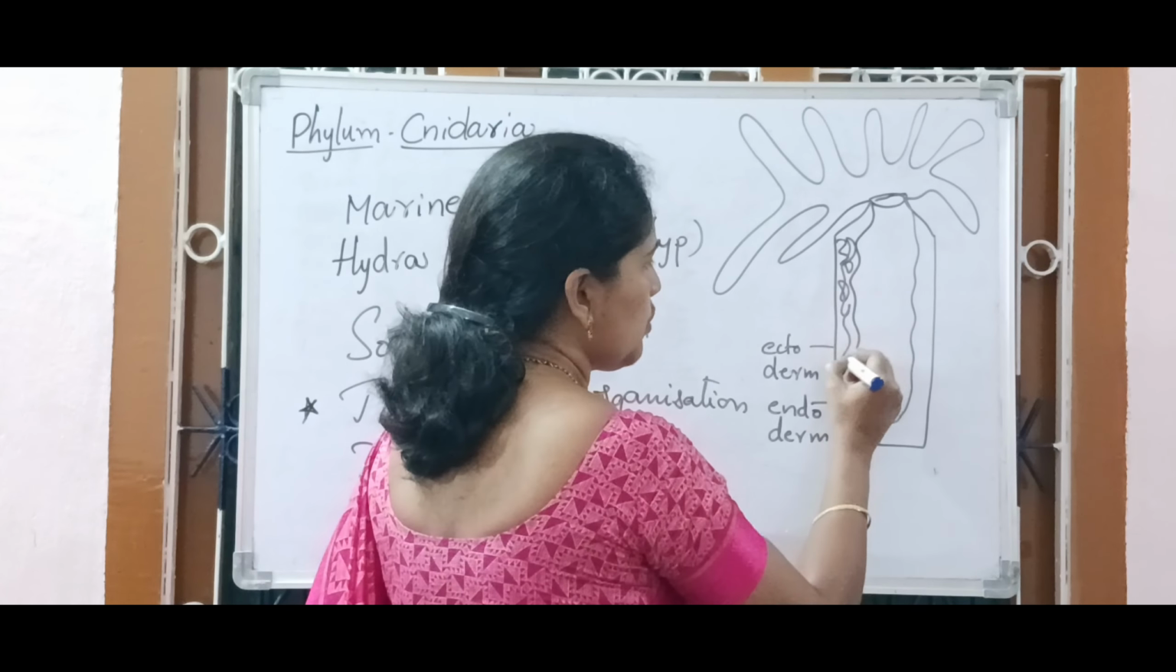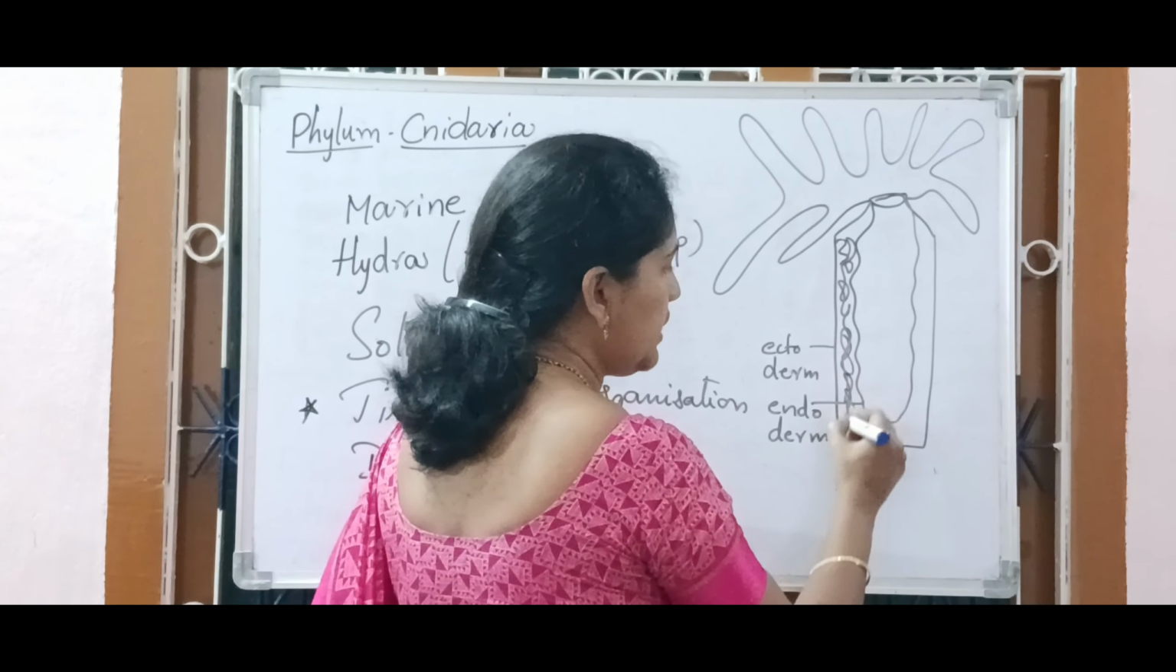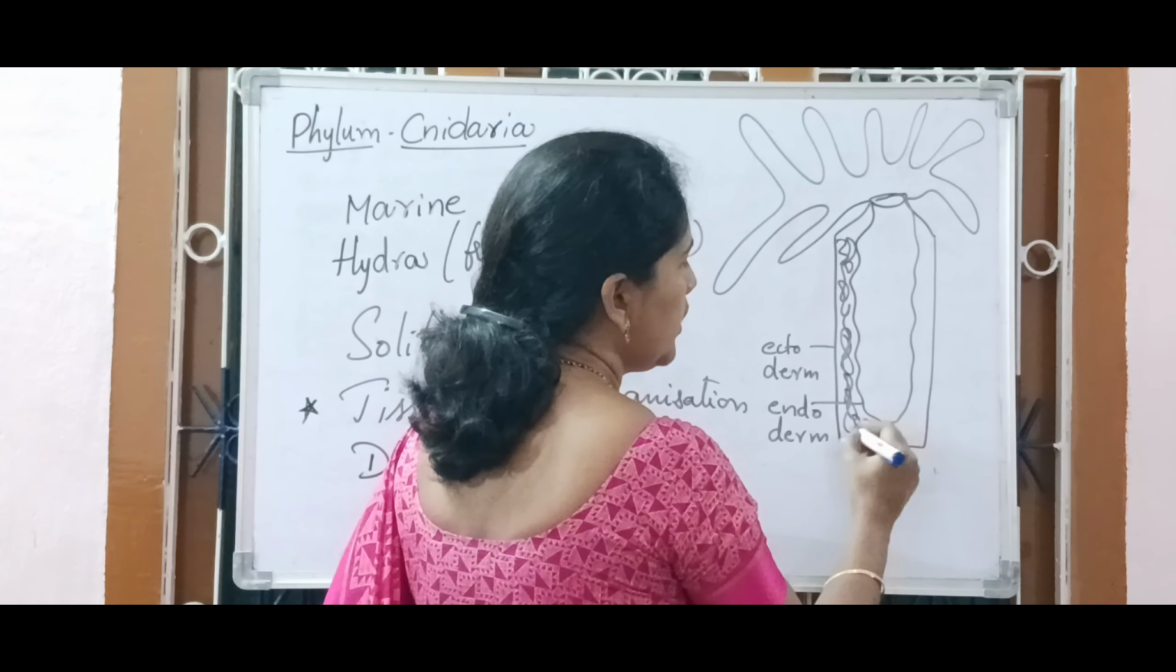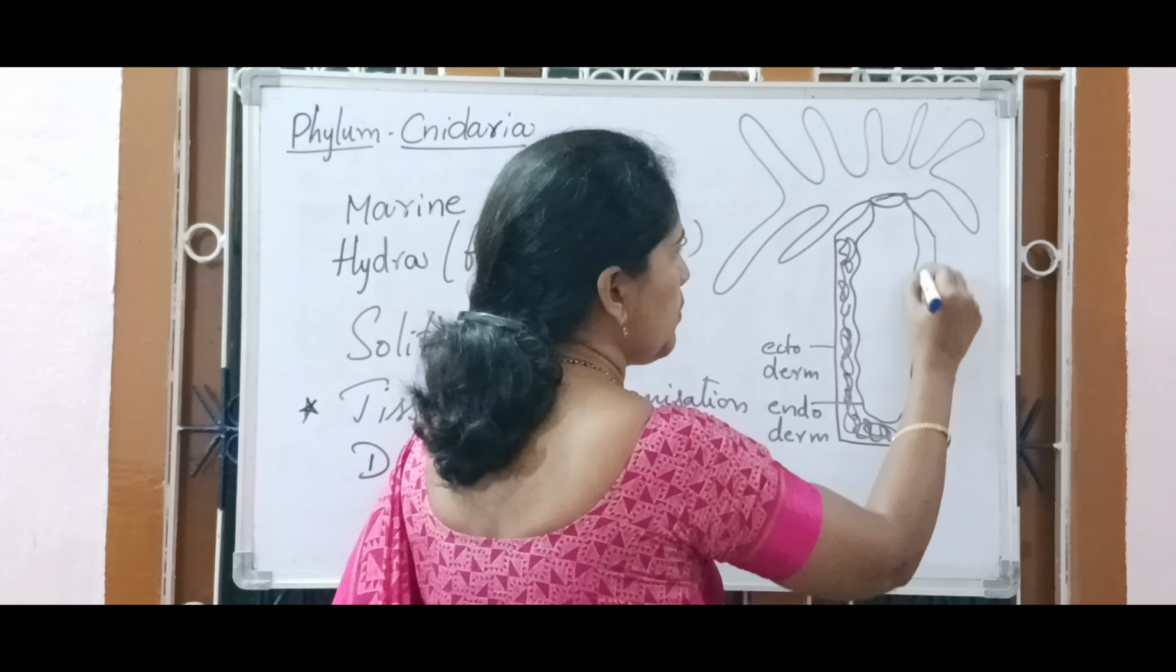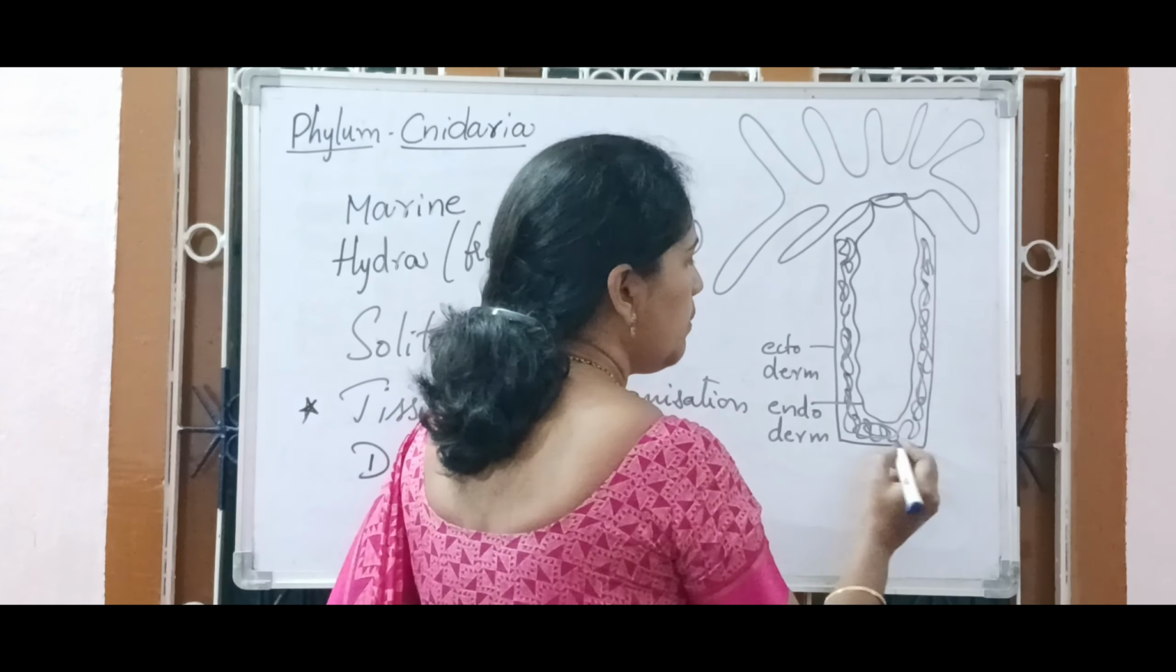This part is known as the mesoglea. There is no mesoderm and no coelom, that's why they are called acoelomates. Instead, a non-cellular part is present, which is known as the mesoglea.